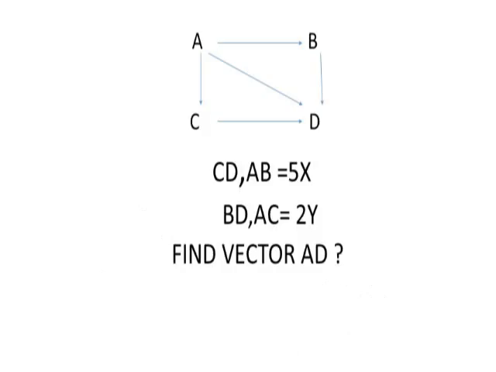So now let's solve a problem. Okay, so we have here vector AB, vector CD, vector AC, vector BD and vector AD. Let's look here. Vector CD and vector AB are equivalent to 5x, while vector BD and vector AC are equivalent to 2y. So now the question is, find vector AD. How do we solve this problem? We could either go from A, B, D or A, C, D. It is not necessary to follow one particular path to reach AD.